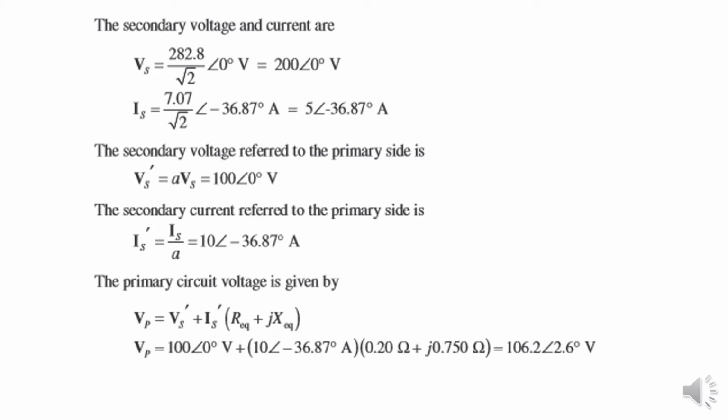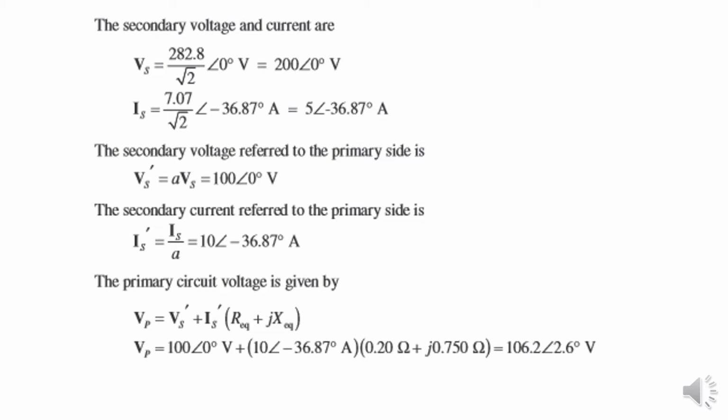Then we are going to find aVS, right? aVS is equal to 0.5 multiplied by 200 angle 0, which is 100 angle 0 volts. Can you remember? a is equal to 0.5. Then the secondary current referred to the primary side is IS divided by a, so 5 divided by 0.5 is 10, and the angle remains the same, minus 36.87.